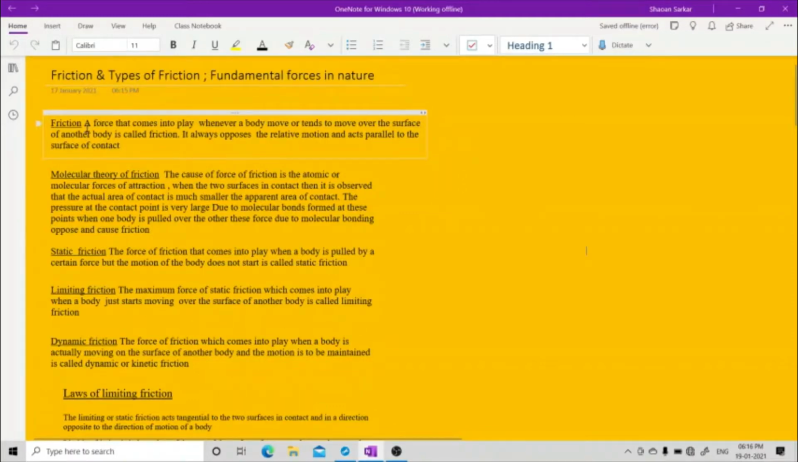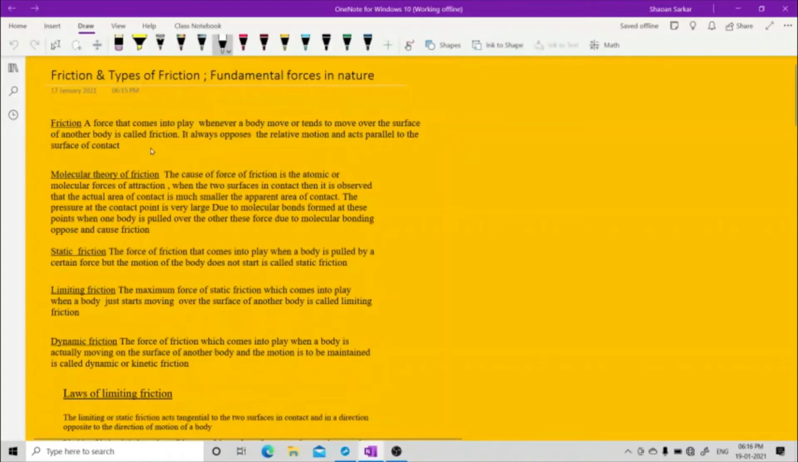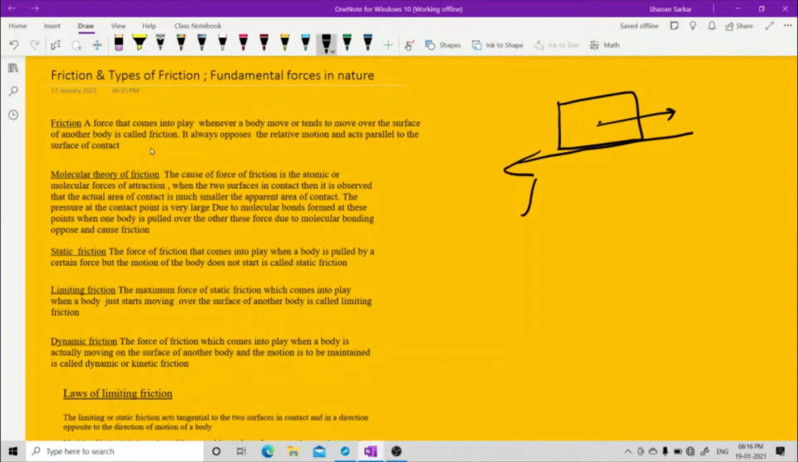Now see, friction is a force that comes into play whenever a body moves or tends to move over the surface of another body. It always opposes the relative motion and acts parallel to the surface of contact. In your syllabus, they have talked of only those bodies which are in translation motion. Suppose this body is moving in this direction, and there is a surface here which has got friction, then the force of friction will be in the opposite direction.